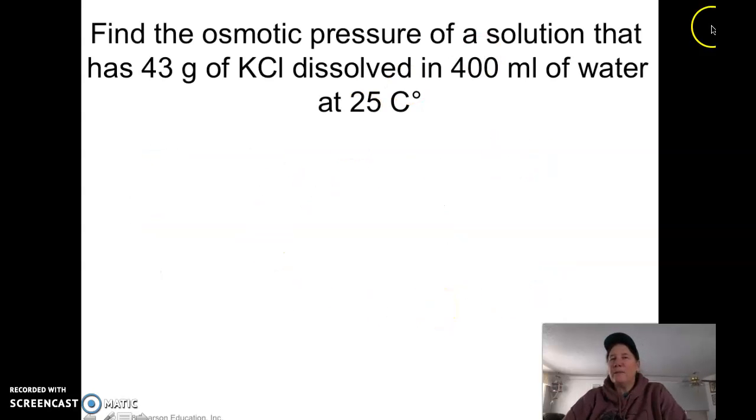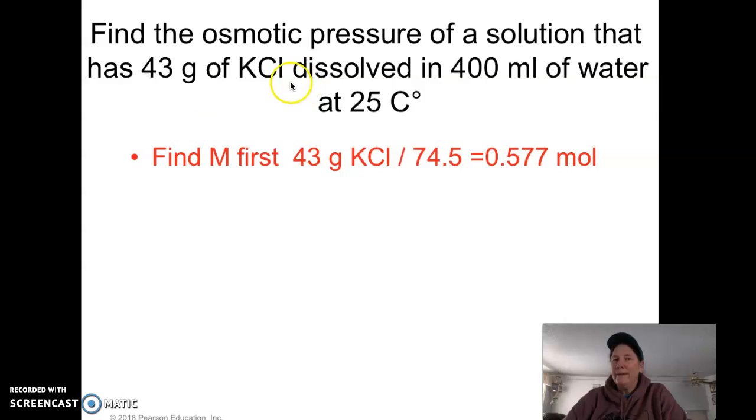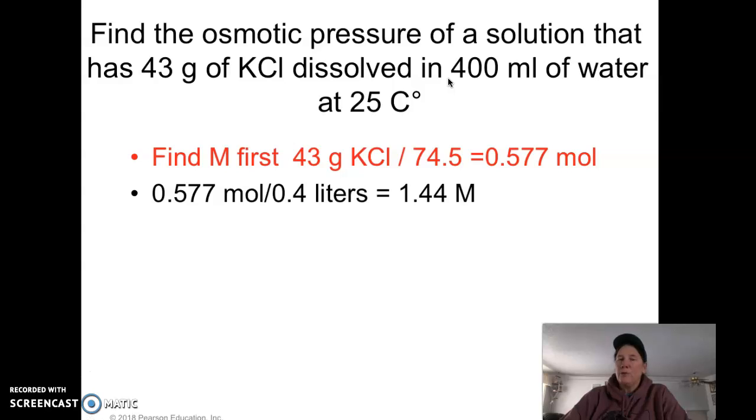Okay, find the osmotic pressure of a solution that has 43 grams of potassium chloride dissolved in 400 milliliters of water. The first thing I'm going to do is find my molarity. So I'm going to change 43 grams of KCl into moles. Just divide by its formula mass, 74.5, one potassium, one chlorine added together. I get 0.577 moles. Now, to get molarity, divide by 0.4 liters. Okay, so now I found M.